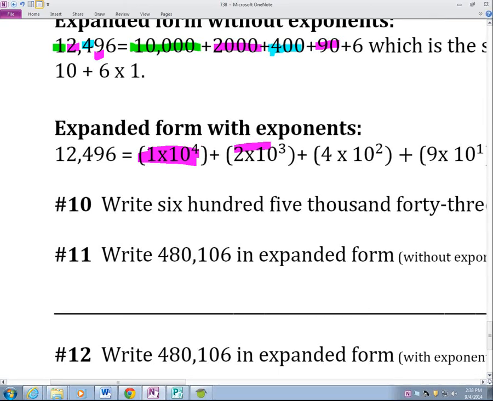2 times 10 to the 3rd is a 2 with how many zeros? 3, which is what number in standard form? 2,000.